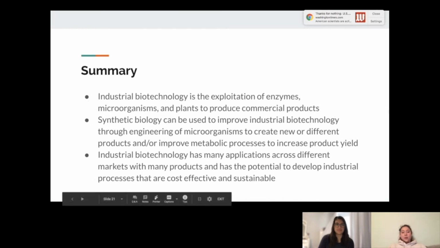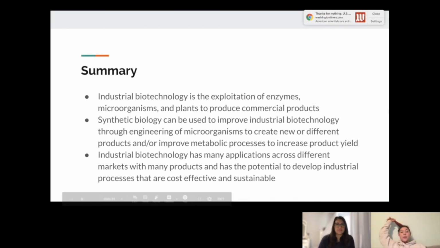Right. So, as a little bit of a summary of what we've done, industrial biotechnology is the exploitation of enzymes, microorganisms, and plants to produce commercial products. Synthetic biology can be used to improve industrial biotechnology through engineering of microorganisms to create new or different products and/or improve metabolic processes that increase product yield.